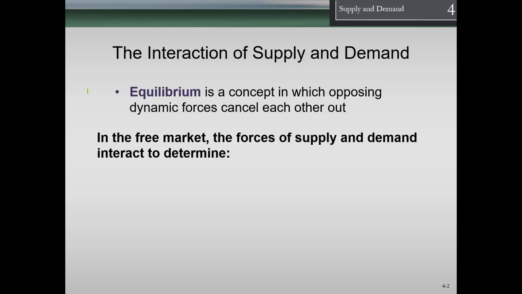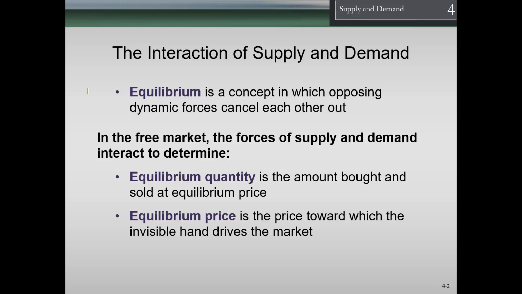In the free market, forces of supply and demand interact to determine equilibrium quantity. So this is going to be the point. That point will have an equilibrium quantity. That quantity is the amount bought and sold at equilibrium price, and it will have an equilibrium price. An equilibrium price is the price toward which the invisible hand drives the market. So where this interaction happens, that's going to create that point. That point will have an equilibrium quantity and an equilibrium price.